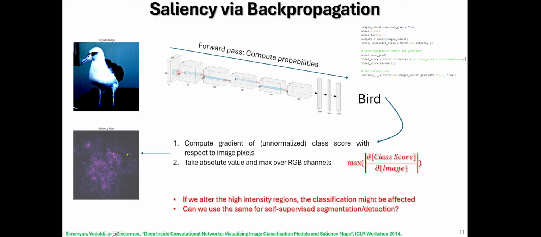Another interesting thought process is: can I use these gradients to come up with something like a self-supervised segmentation approach? Because they are high anyway, and they are showing the back mask or the edges of the bird here. So can I use it for segmentation, particularly self-supervised segmentation?